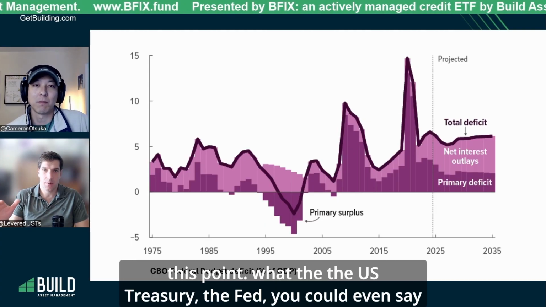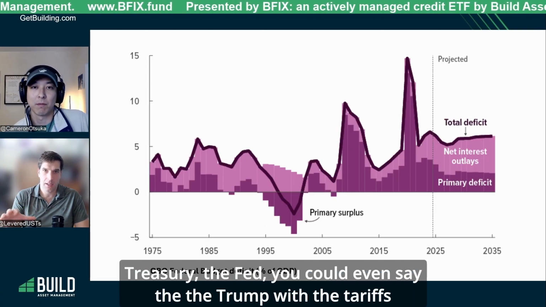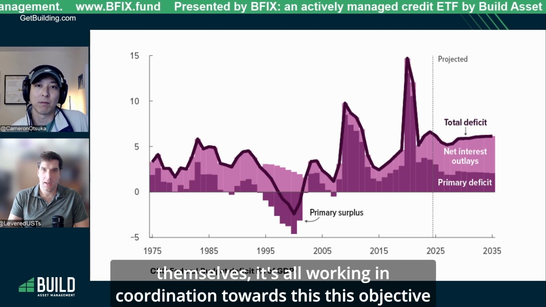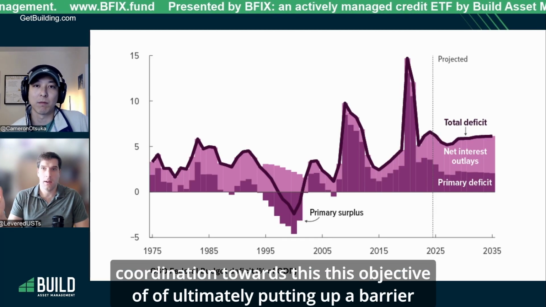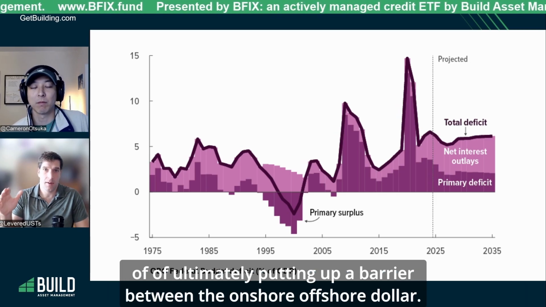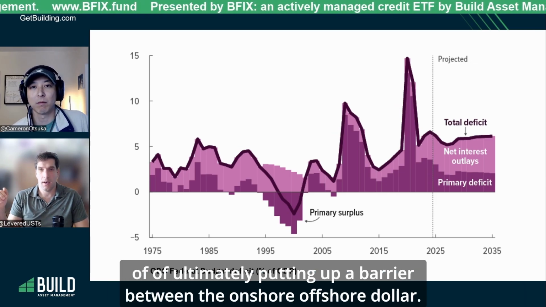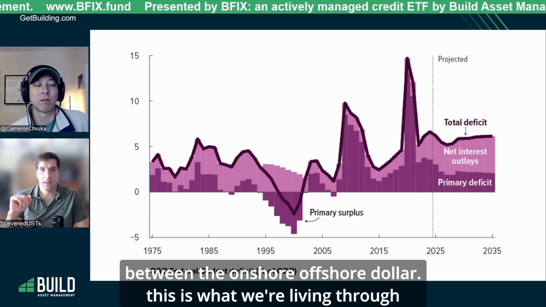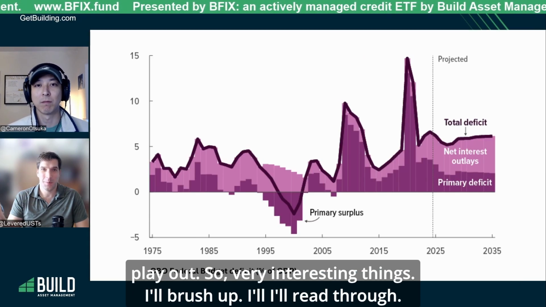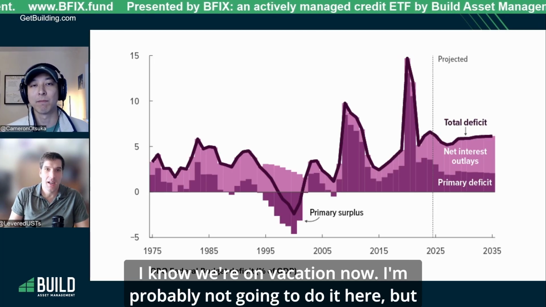It's very clear at this point what the U.S. Treasury, the Fed, you could even say Trump with the tariffs themselves, it's all working in coordination towards this objective of ultimately putting up a barrier between the onshore and offshore dollar. This is what we're living through, playing out. So, very interesting things. I'll brush up.